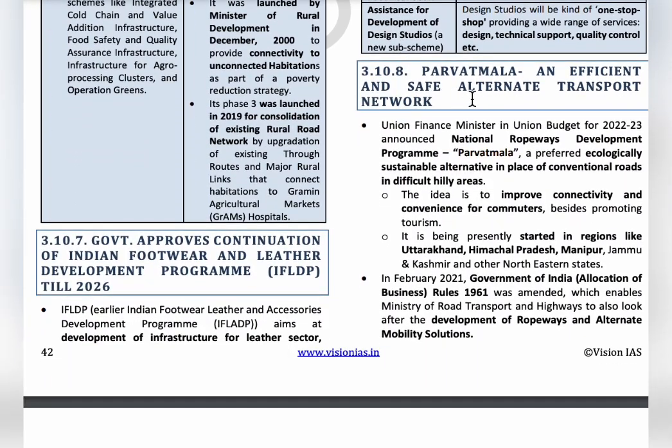The next topic is Parvatmala, an efficient and safe alternate transport network. To promote transportation in hilly areas with a sustainable alternative, ropeways and cable ways are built at low cost, and they will connect the last mile. Under this scheme, last mile connectivity is guaranteed at low cost. It especially focuses on Uttarakhand, Himachal Pradesh, Jammu and Kashmir, and other northeastern states.